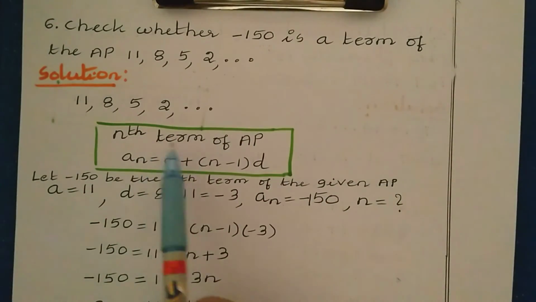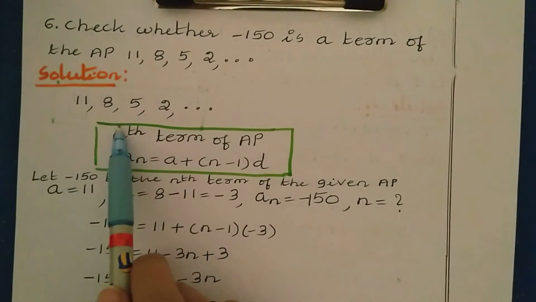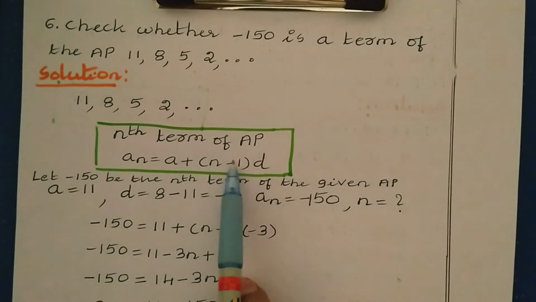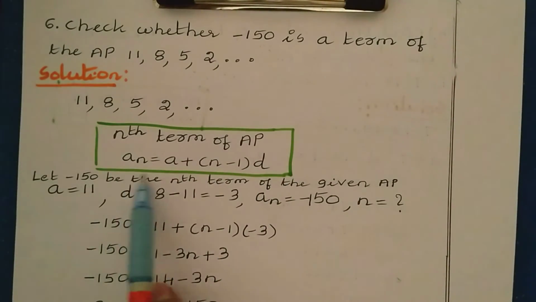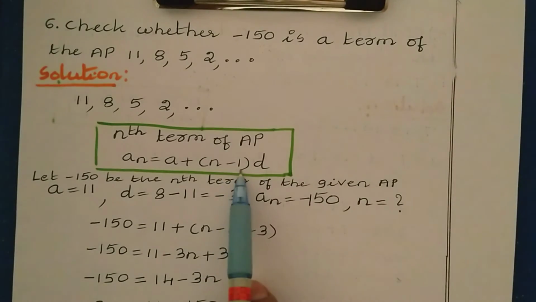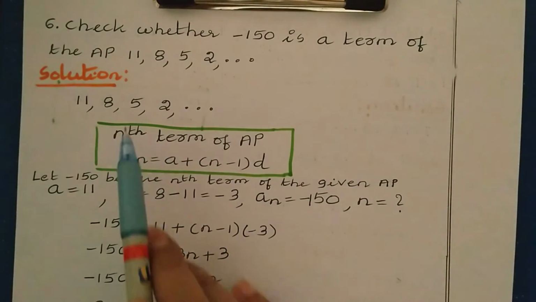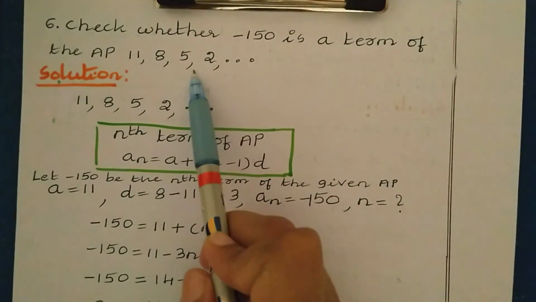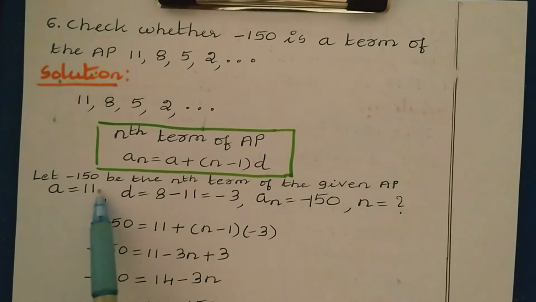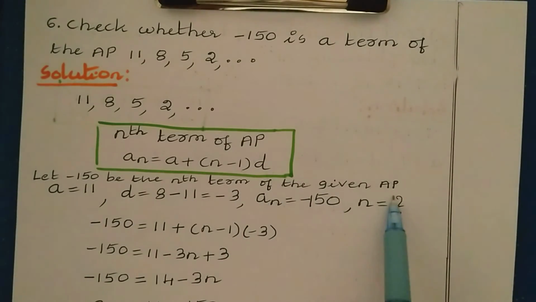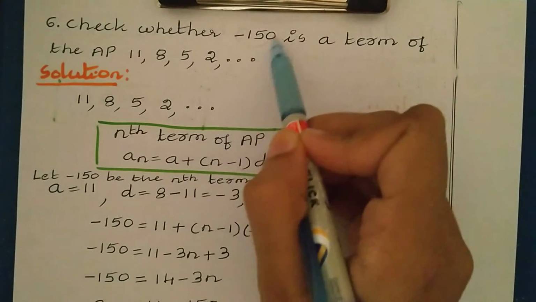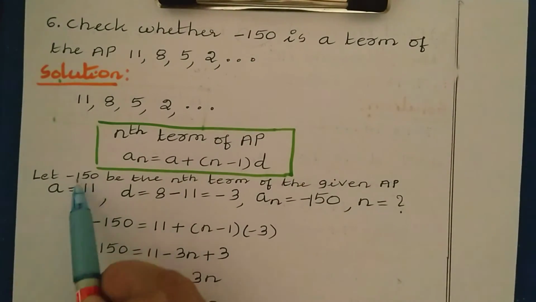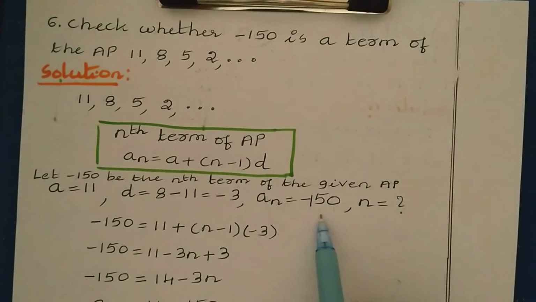So first let us write the given arithmetic progression 11, 8, 5, 2, and here we are going to use this formula. Nth term of arithmetic progression an is equal to a plus n minus 1 into d. Now to start the solution, first of all here we are assuming that this term belongs to this arithmetic progression. So let minus 150 be the nth term of the given arithmetic progression. We are taking this as nth term of this arithmetic progression. That means here we can take after this assumption an is equal to minus 150.